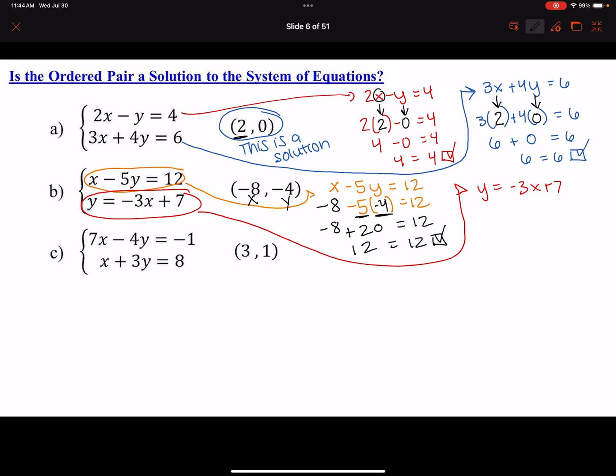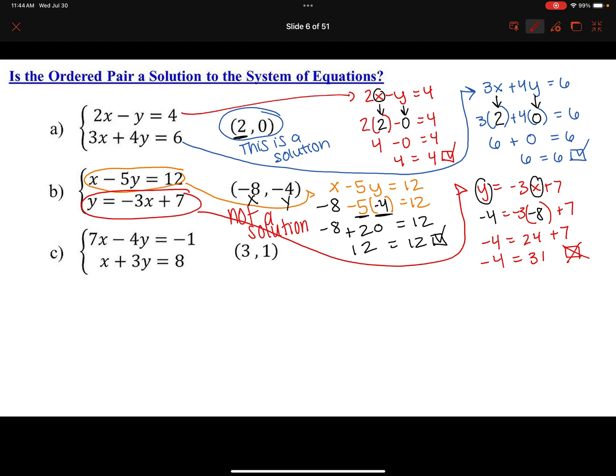So I'm going to replace y with negative 4, and I'm going to replace x with negative 8. So negative 4 equals negative 3 times negative 8 plus 7. Negative 3 times negative 8, we know a negative times a negative is always a positive. So I've got negative 4 equals 24 plus 7. 24 plus 7 is 31. Negative 4 does not equal 31. So this is not a solution.